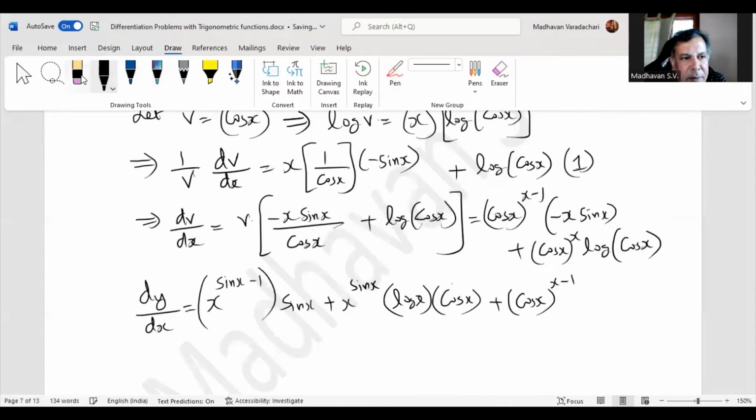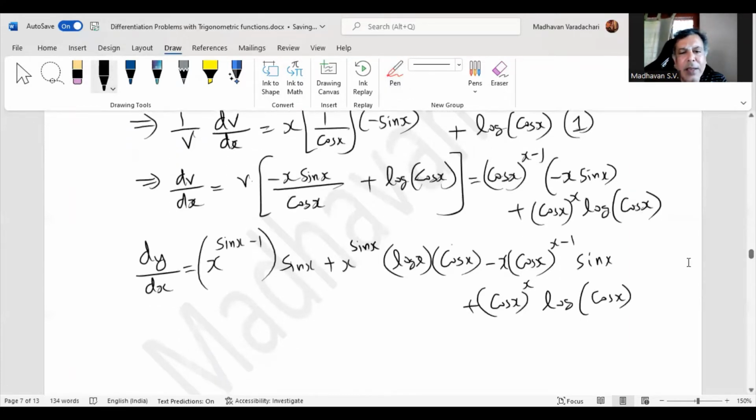Since there is a minus, I will change this sign to minus. And I will put that x here, sin x plus cos of x to the power of x logarithm of cos of x. Since they didn't ask us to prove to any particular term, we can stop it here. So that is the dy by dx for the given function.